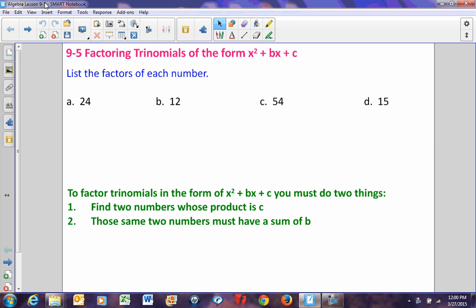This is Algebra lesson 9-5, factoring trinomials of the form x squared plus bx plus c. Let's remember what factors are. This is probably a good reminder for most of us, because if you haven't been playing around with things, you kind of forget what some of these things mean.